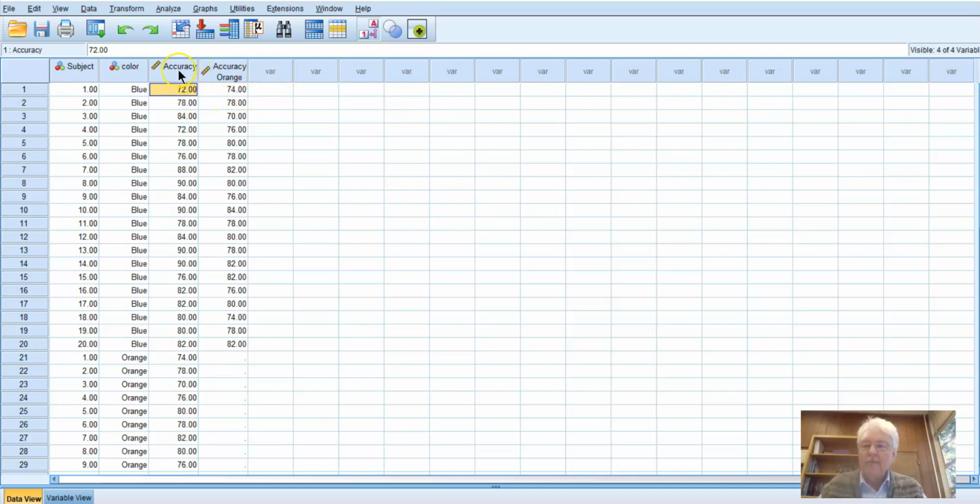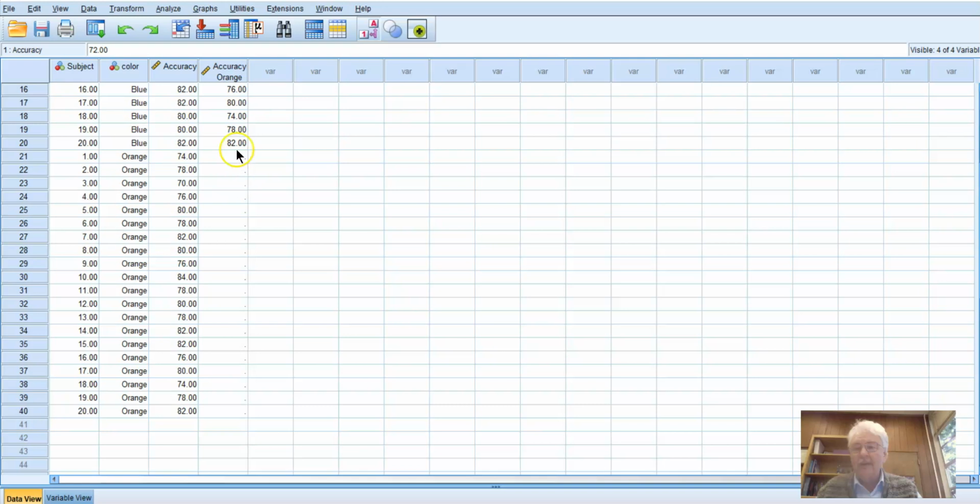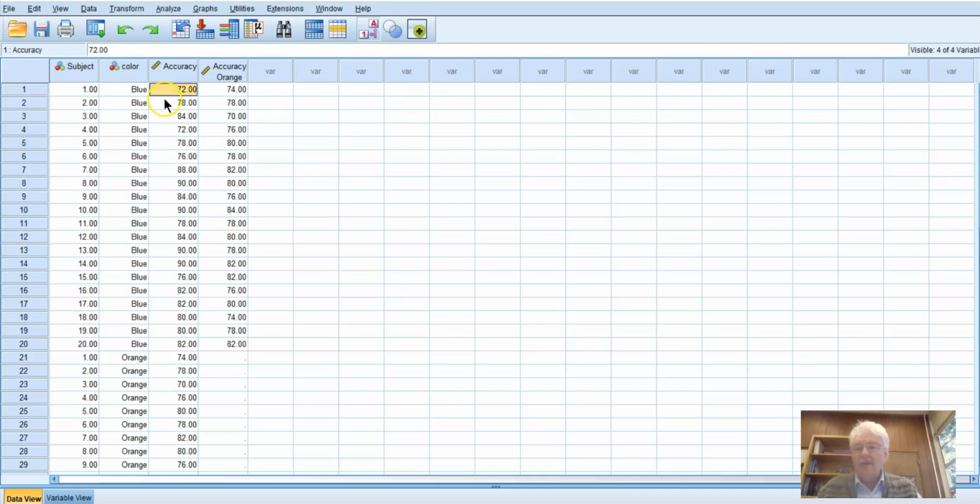So if we were doing a paired t-test, we would have two columns. We would lay out the data horizontally. In this case, this would be blue and this would be orange. Now, for proc mixed, we have to do it vertically, and so these values, 74 on down, were copied from this lower part of the list, 74 to 82, you can see. So I've got the same data laid out both horizontally and vertically for this demonstration.